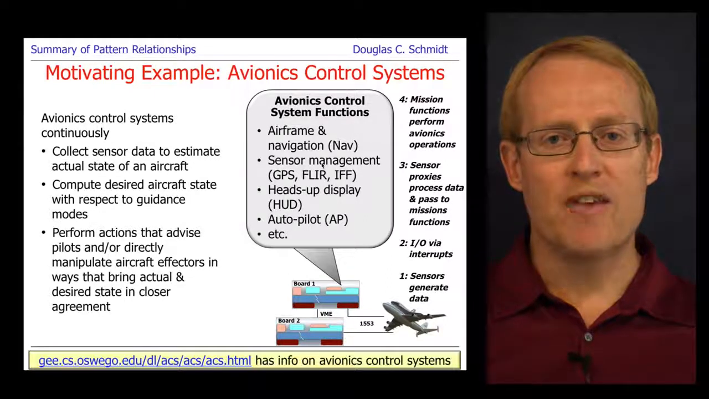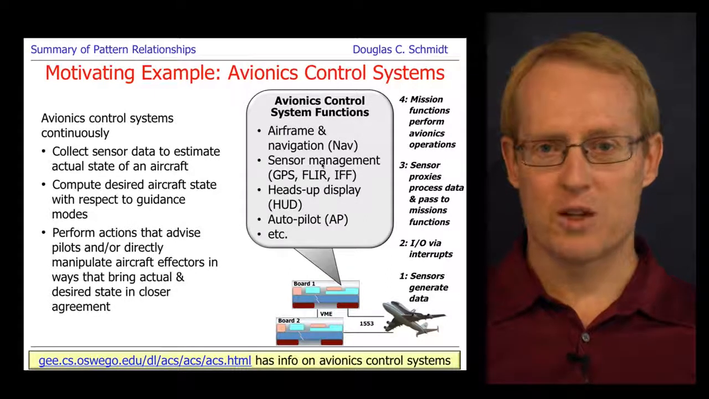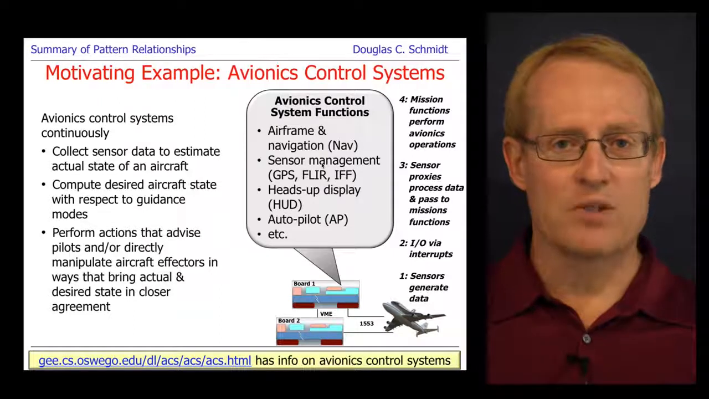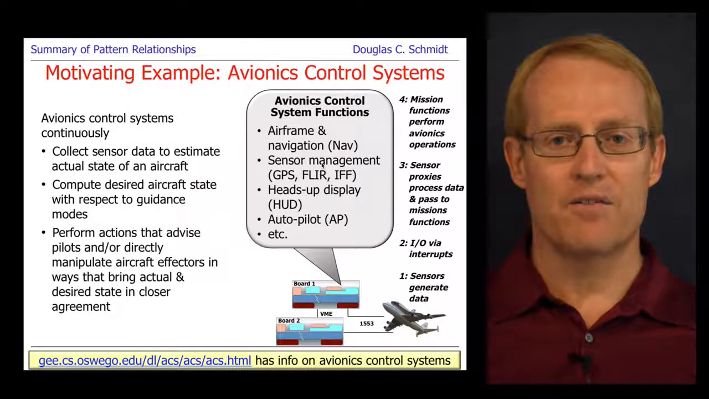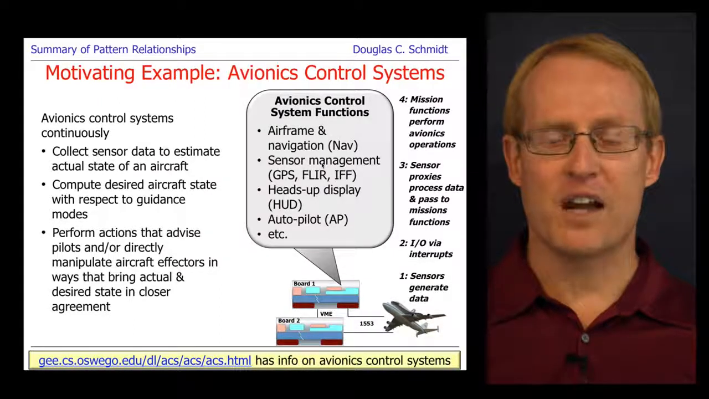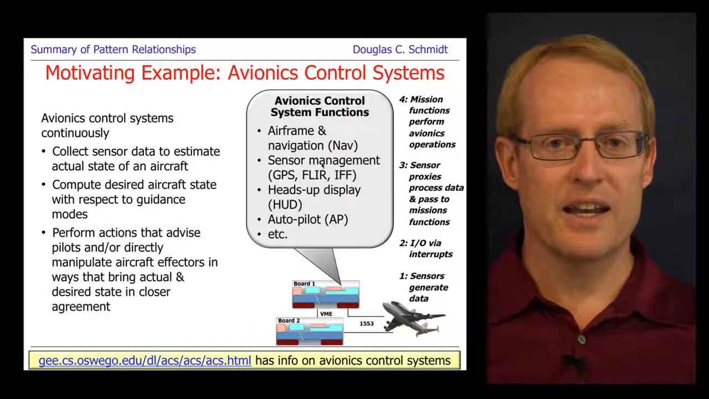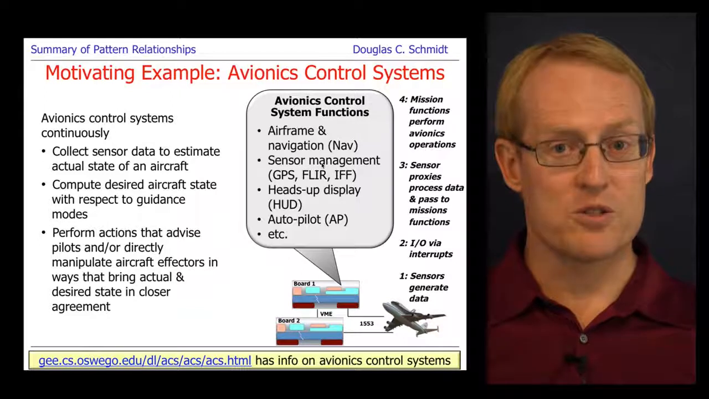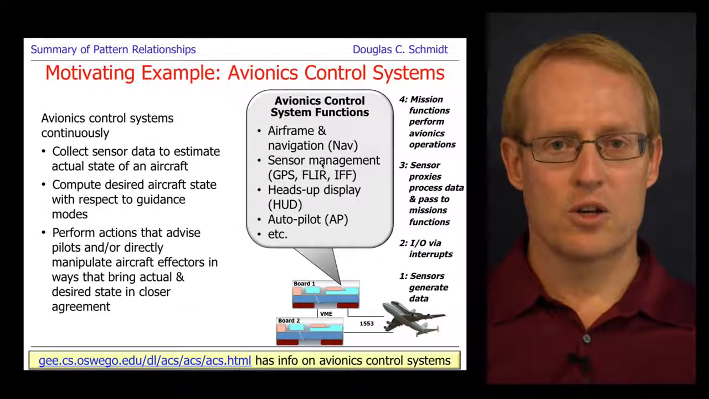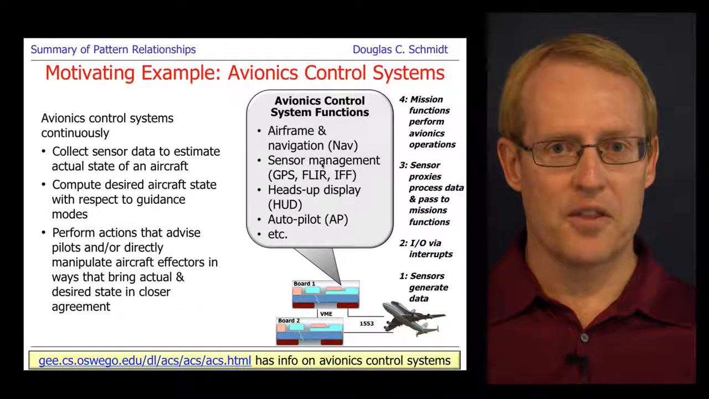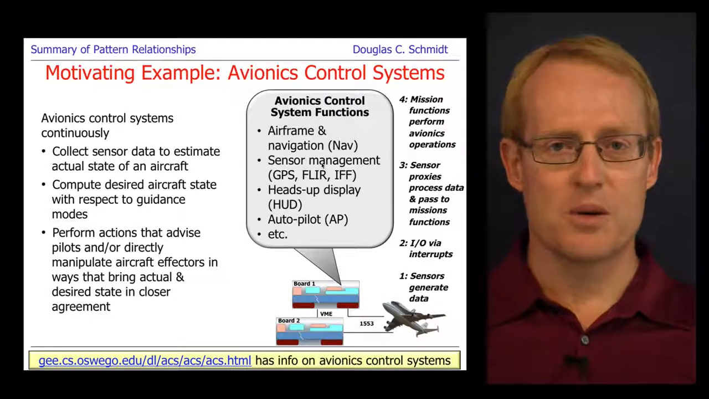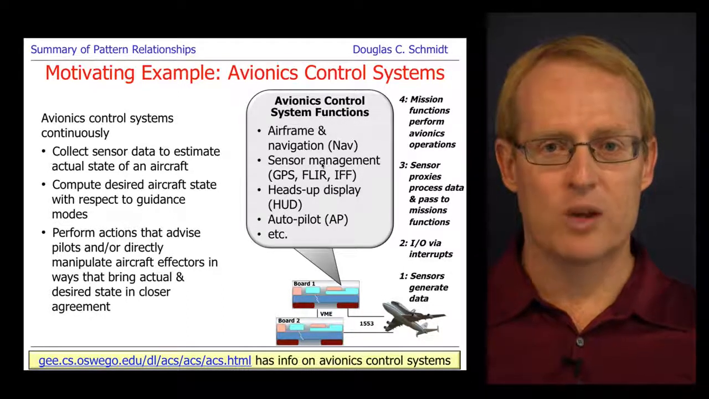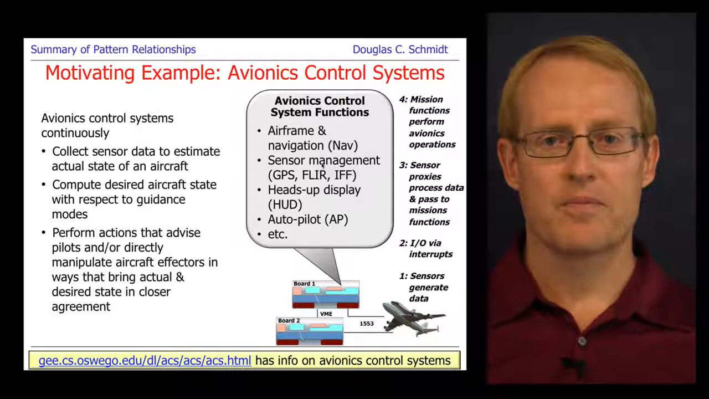Now, it turns out that I've worked on these kinds of systems for a long time, as have others. And there's a really nice description of domain patterns for avionics control systems that you can find at this website by my colleague Doug Lea, who's also, of course, famous for his work on concurrency and Java programming and other contributions to distributed systems, middleware, and object-oriented programming design and implementation.